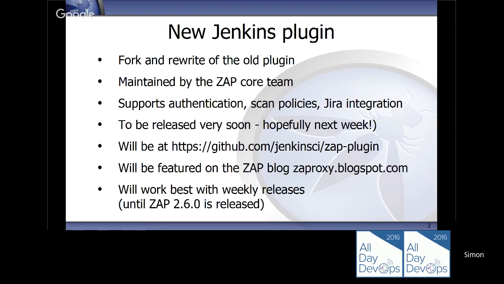And it supports authentication, scan policies, and even Jira integration. So you've got the URL then, and we will be blogging about this on the ZAP blog. At the moment, it works best with the weekly releases, but we will be releasing ZAP 2.6.0 in the not too distant future, and then that will be the best option to run it with. So this is something we're really excited about, and this is going to be something we strongly recommend. So if you do use Jenkins, this will be a really great option for you.